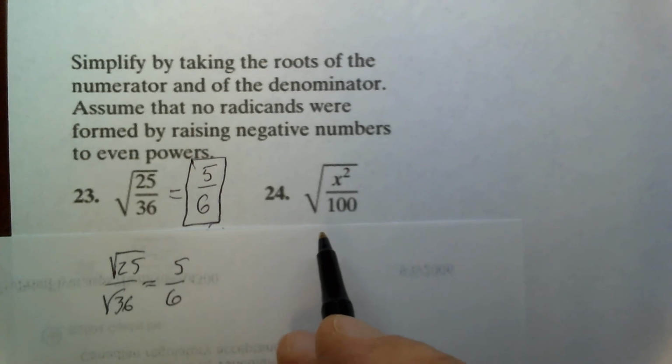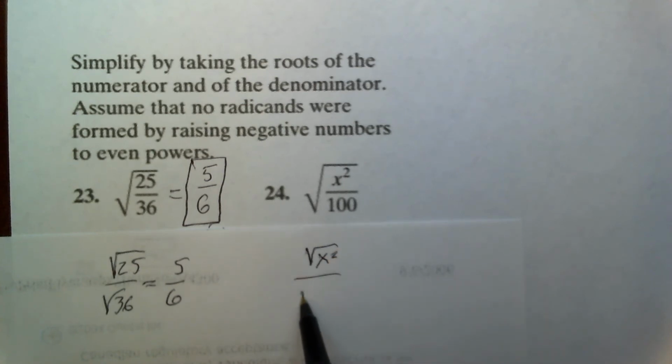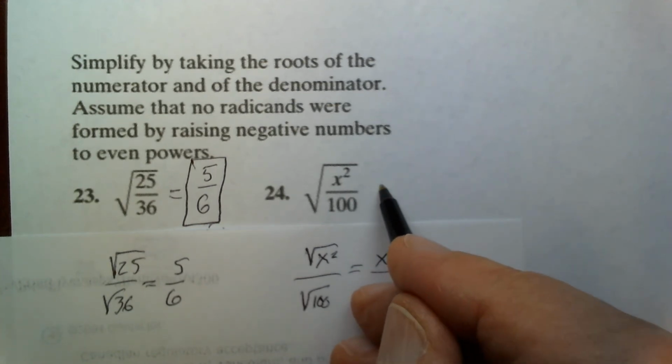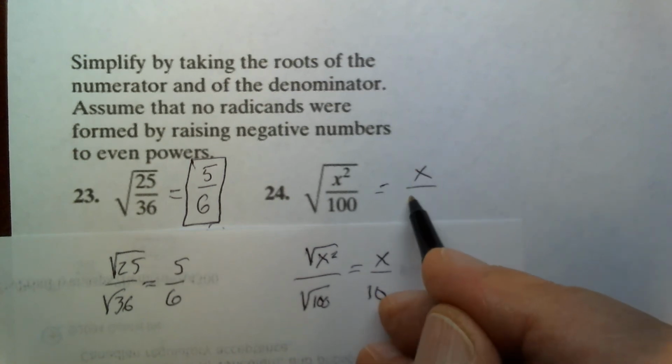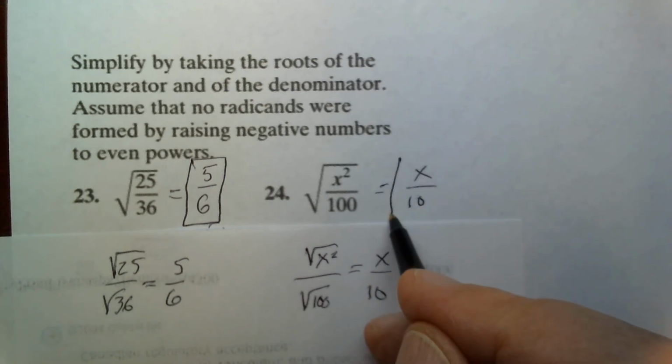Similarly, for number 24, we can rewrite this as the square root of x squared divided by the square root of 100. The square root of x squared, of course, is x, and the square root of 100 is 10. So x divided by 10 is the answer to number 24.